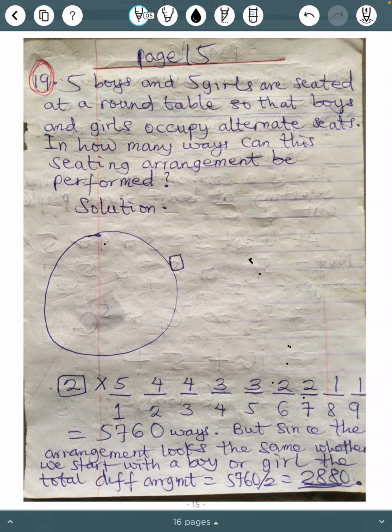Next question is number 9. 5 boys and 5 girls are seated at a round table so that boys and girls occupy alternate seats. In how many ways can this seating arrangement be performed? When arranging objects around a circle, we always say the number of ways of doing it is to stand the first person anywhere and now arrange the remaining objects or persons as if they were arranged on a row to the right or on one side of that first person.